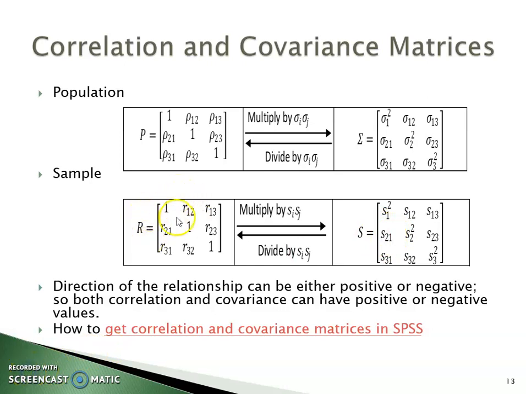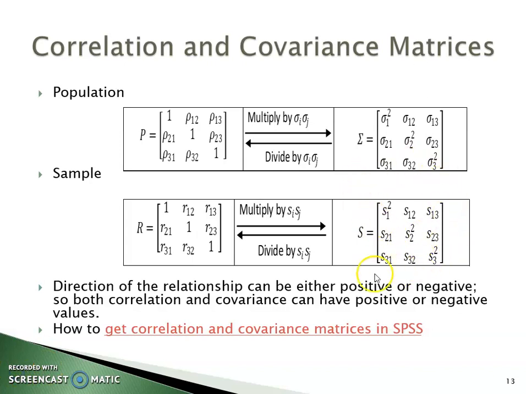Now imagine we have x2 and it has perfect correlation with itself. So x2 and x2 has a correlation 1. What are the variables involved? x2 and x2. So 1 times the standard deviation of x2 and times the standard deviation of x2 again, we have the standard deviation of x2 squared. That's how we get the variance of x2.